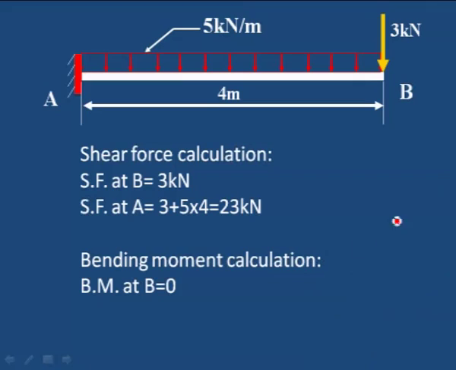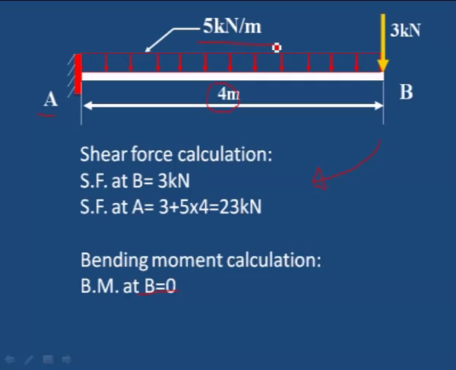Next, bending moment calculation. Bending moment at B. Bending moment for the cantilever beam at the free end is 0. Therefore, bending moment at B is 0. To calculate bending moment at A, this force, 3 kilonewton, into distance is 4 meter. 3 into 4 is the moment of this point load.